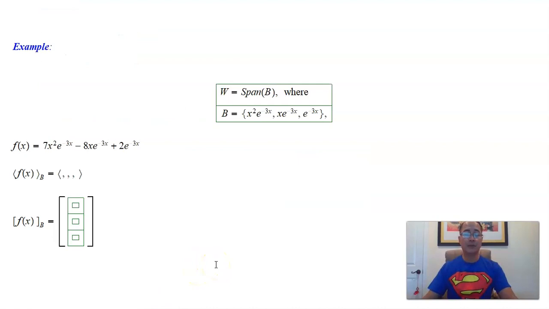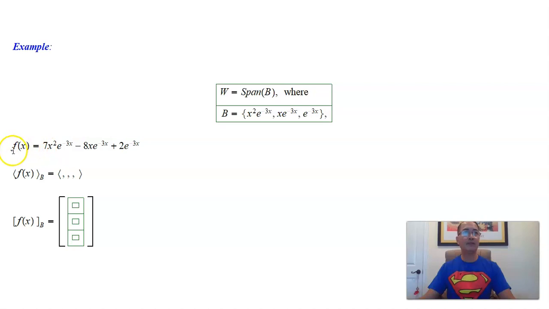To prepare ourselves for the big picture of finding a solution to a differential equation, let's bring back our space W equals span B, where B is made of these three functions. Remember, we made this in the last video because we wanted the smallest vector space which is preserved by the derivative. In other words, the derivative of each of these functions is again a linear combination of these functions. So just a very short warm-up.